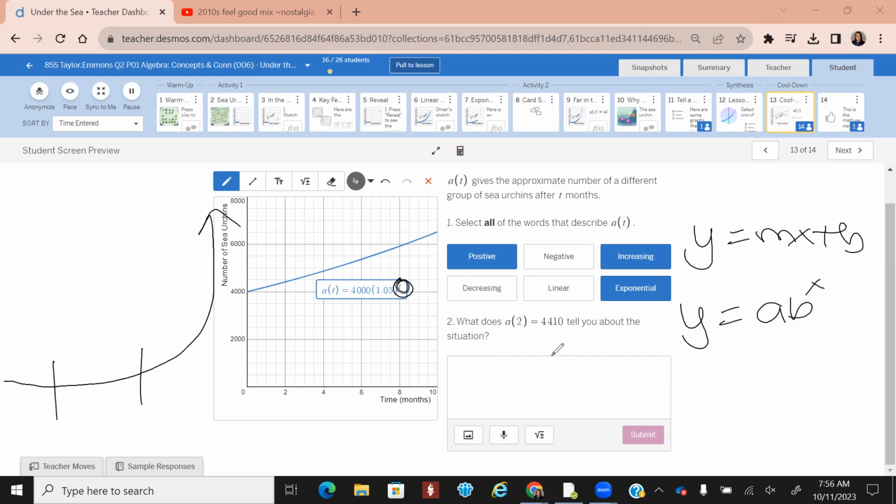Okay, now what does A of 2 equals 4,410 tell you about the situation? What does that tell us? Okay, so 2 months. How many sea urchins, right? 4,410 urchins. So in 2 months, they'll have 4,410 urchins. You have to be able to interpret this in context. Okay, this right here is from like unit 1. You got to be able to do that. Okay.